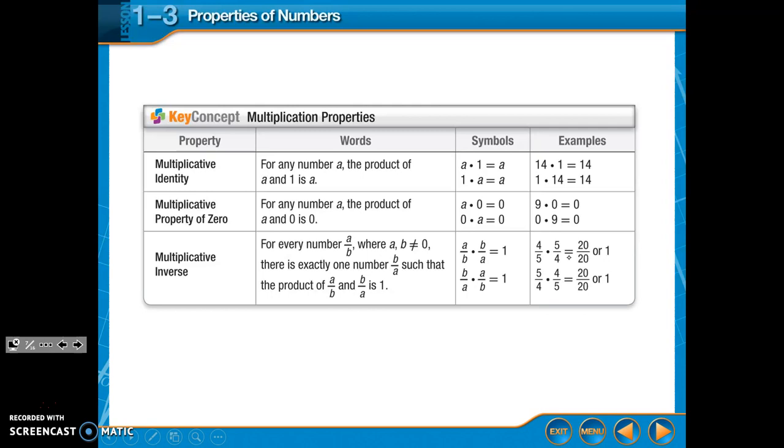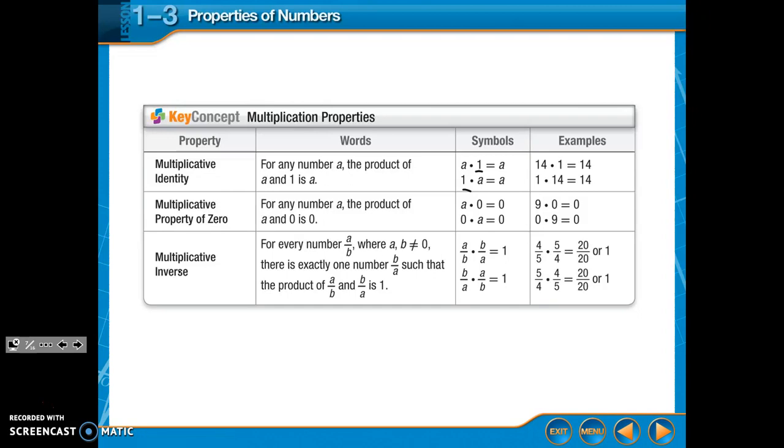Now the multiplication properties. The multiplicative identity: what can you multiply a number by that won't change the number? That is 1. So the multiplicative identity is 1. a times 1 equals a, or 1 times a equals a. So any number times 1 is itself. The next one is the multiplicative property of 0. For any number a, the product of a and 0 is 0. So any number times 0 is always 0. 9 times 0 is 0. 0 times 9 is 0.